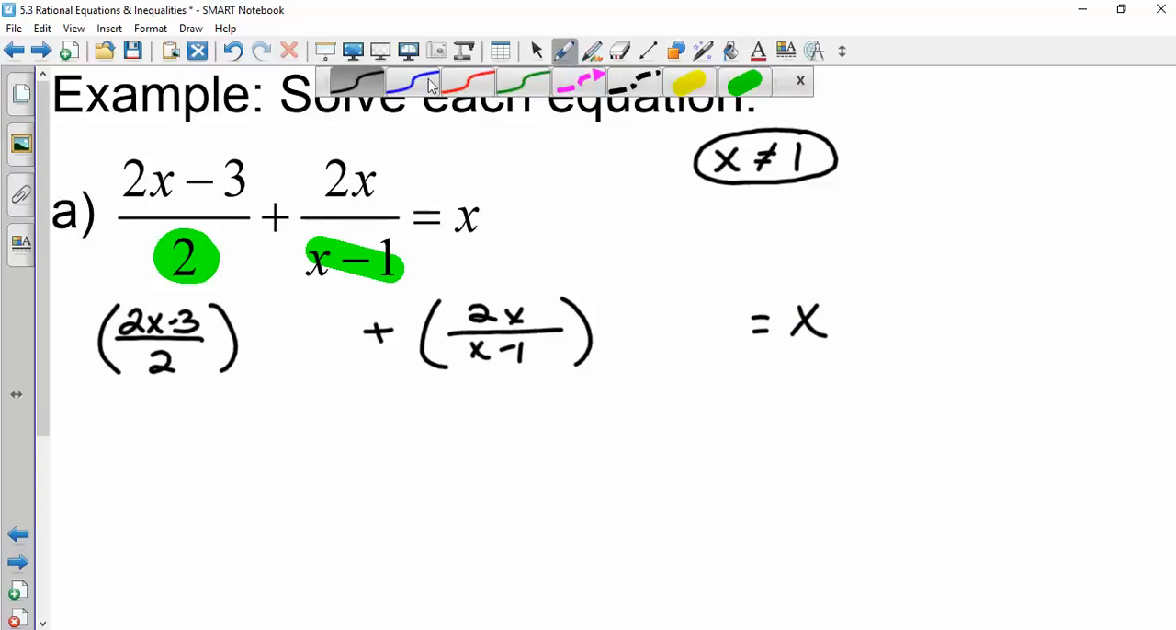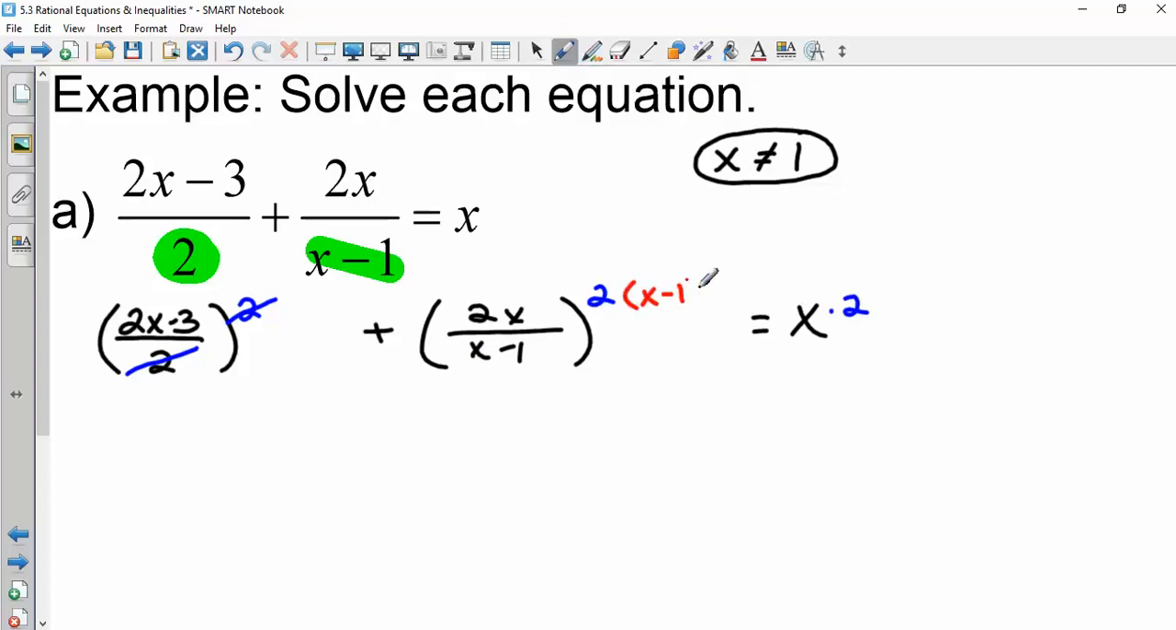To get rid of the first denominator, we would have to multiply by 2. But can I take just one thing times 2? No, so you have to do it to every single term on both sides of the equation. So that canceled here. Do I have any other fractions to worry about? I have this one. What would I have to multiply by to cancel it? x minus 1 would get it.